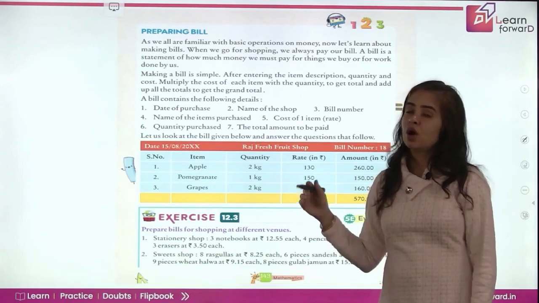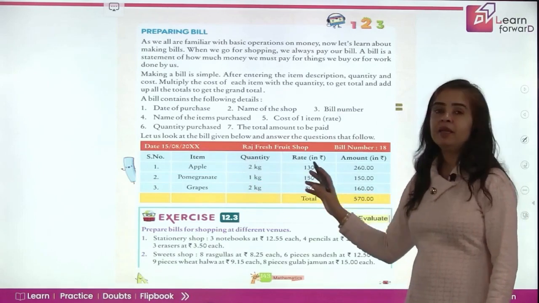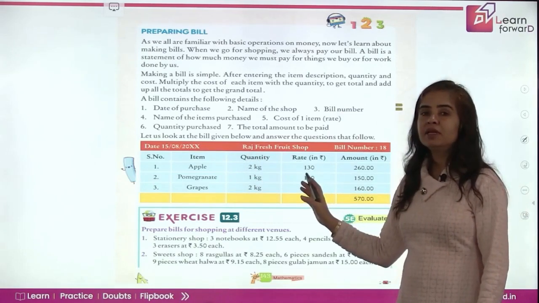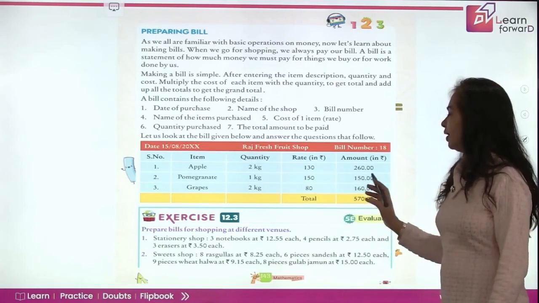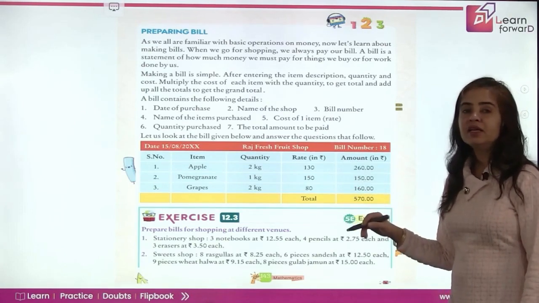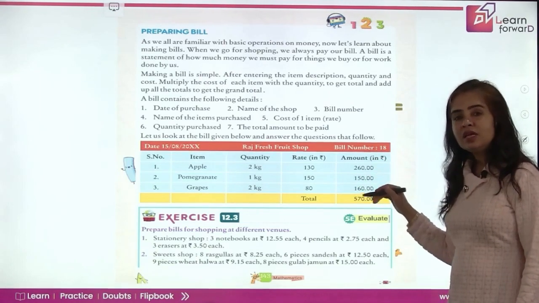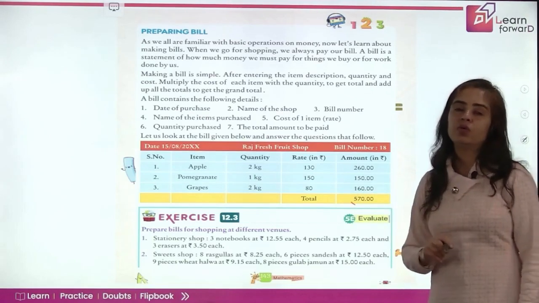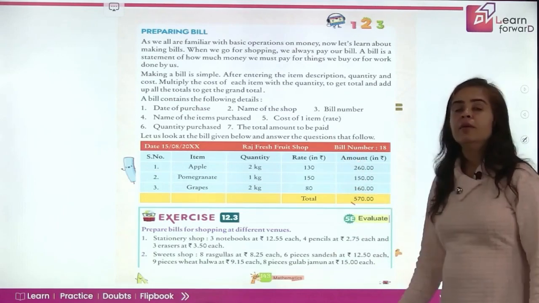kg. So how do you find the amount that you have to pay finally? We multiply the quantity by the rate. So at the rate of 130 per kg, 2 kg apples will cost 260. Pomegranate will be 150 for a kg, and for 2 kg grapes at the rate of 80 rupees, you have to pay 160 rupees. Now these three amounts you will add up to finally see what is the total amount of the bill that you have to pay to the shopkeeper. So this is how we prepare bill.